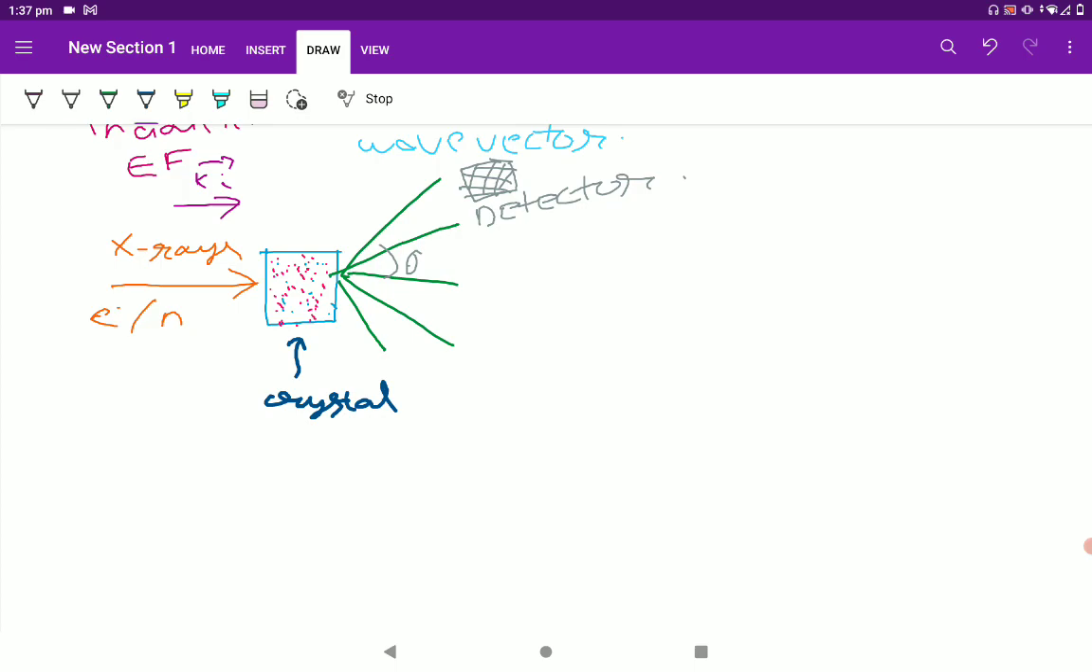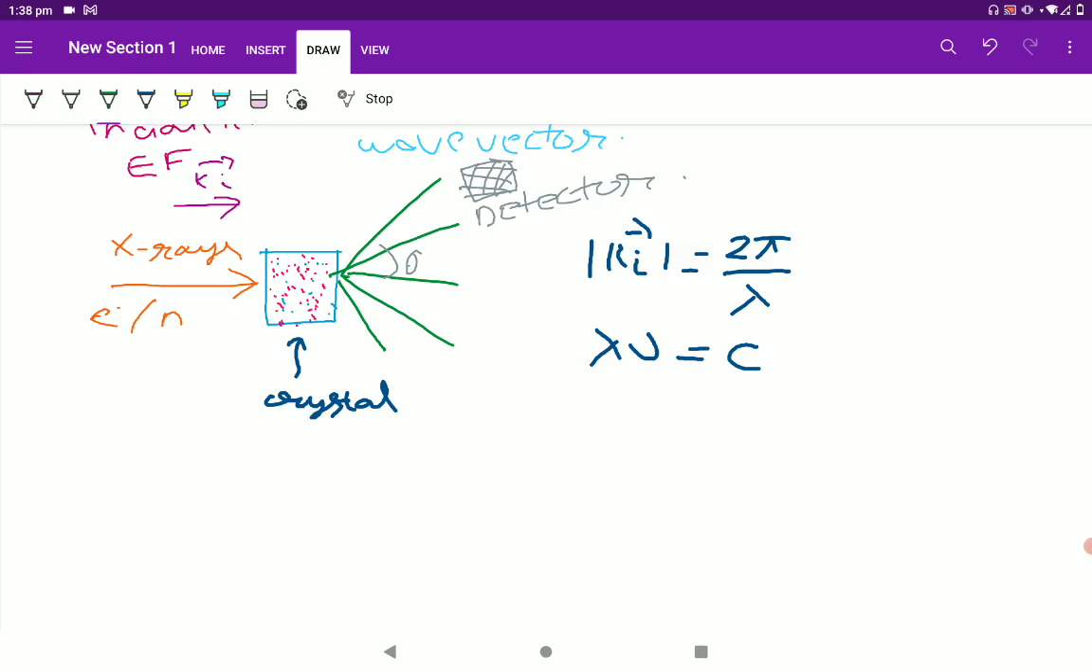So we can write the modulus of the incident wave vector in the form of 2 pi by lambda. So frequency can be obtained by this relation. So after the interaction with the crystal, if we measure what happens in some direction, we will have the wave going in the indicated direction.